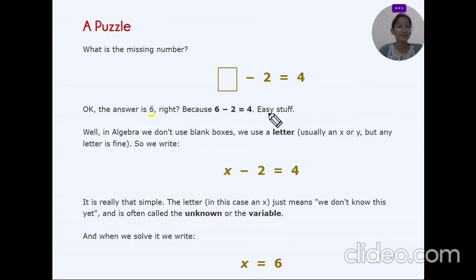Well, in algebra we don't use just these blank boxes, but we use alphabets instead. Alphabets like x, y or any other alphabet is fine. So we can write, in place of the box, x minus 2 equals 4. This x means we don't know this yet. This is known as the unknown or the variable. And when we solve it, we write the value of x as 6.